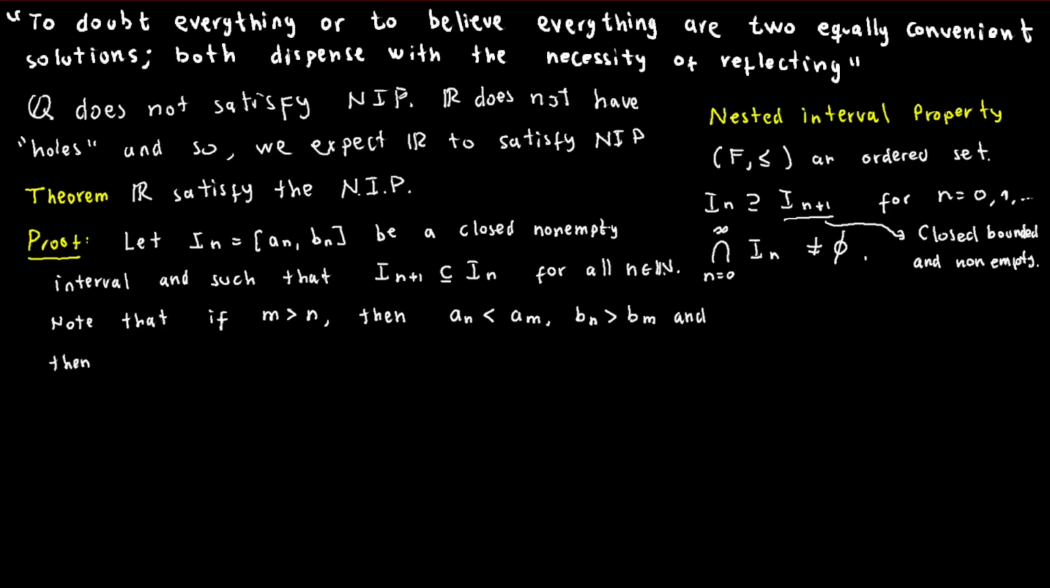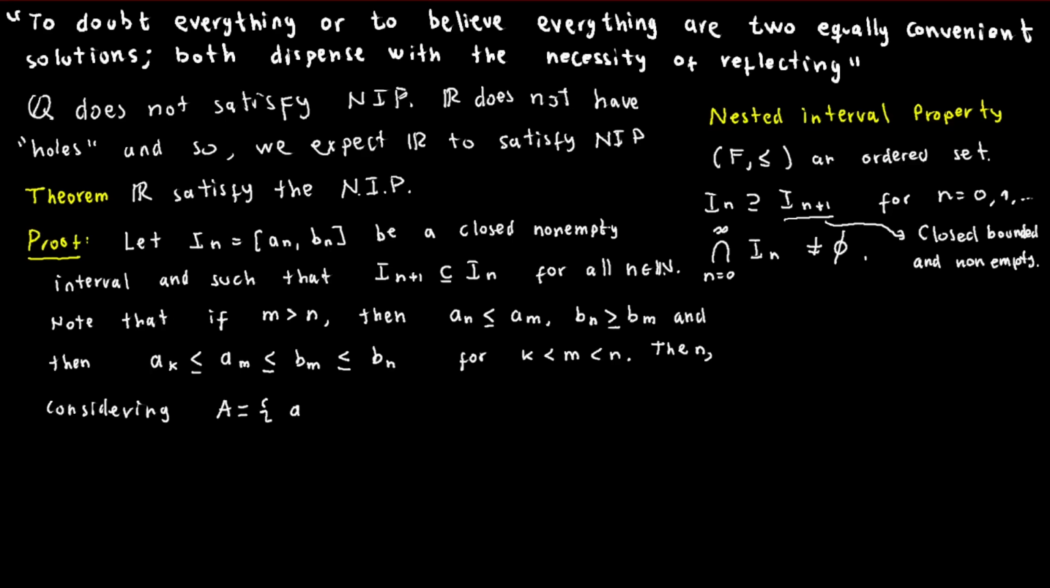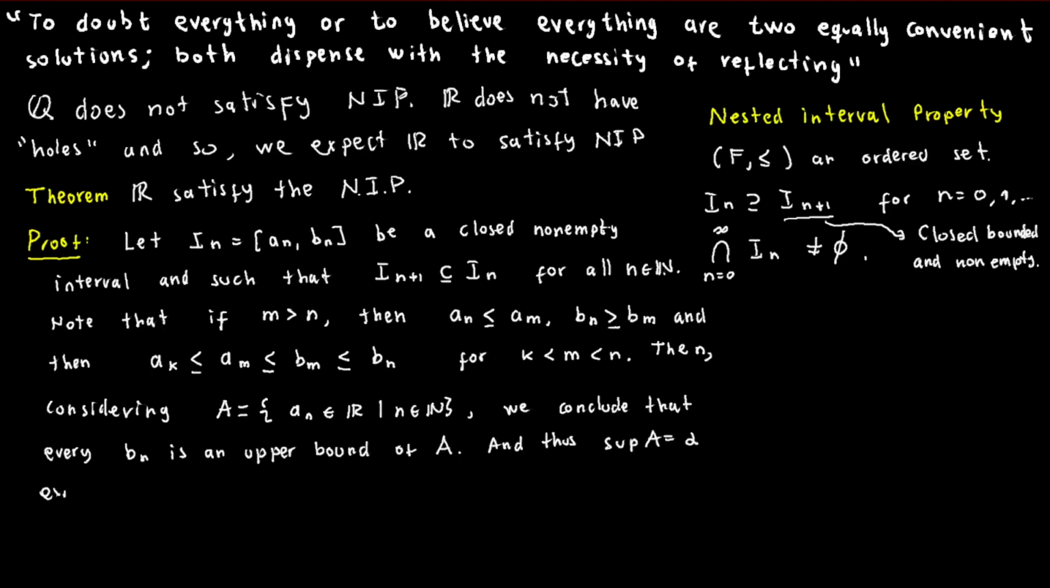It is important to note that if m is larger than n, then b_n is greater than b_m, which is greater than a_m, which is greater than a_k for every k smaller than n. This means that any arbitrary right endpoint b_n is an upper bound to all the left points a_n. Therefore, the set A of left points is upper bounded and has a supremum alpha. Now we need to verify that alpha is in every interval.